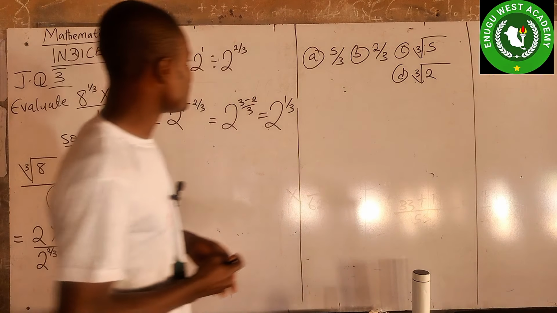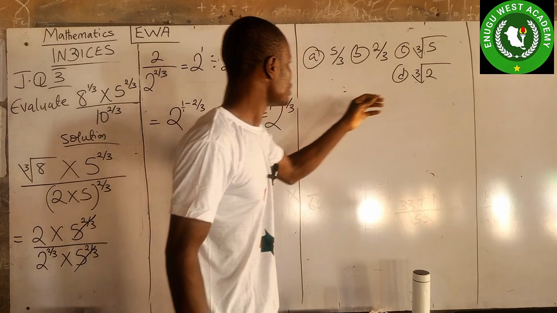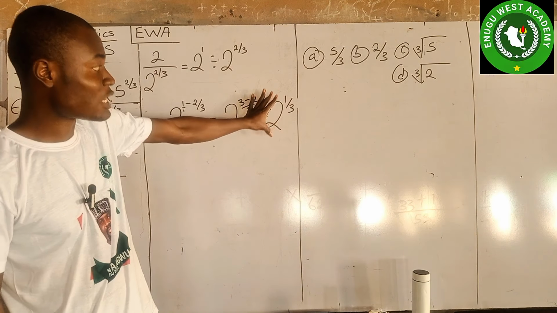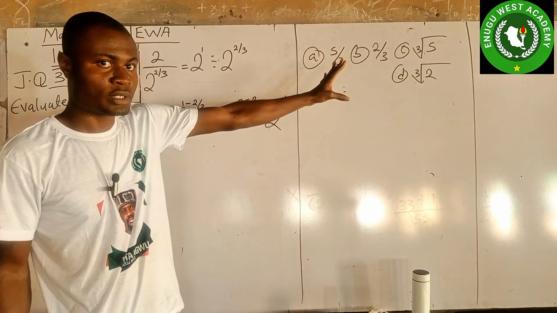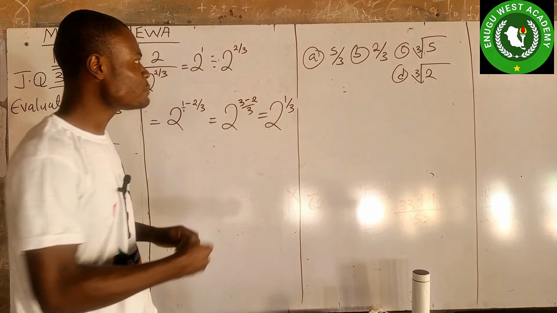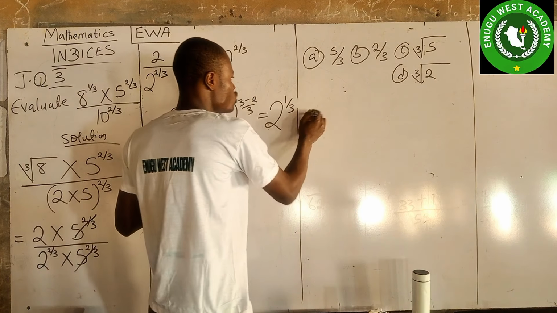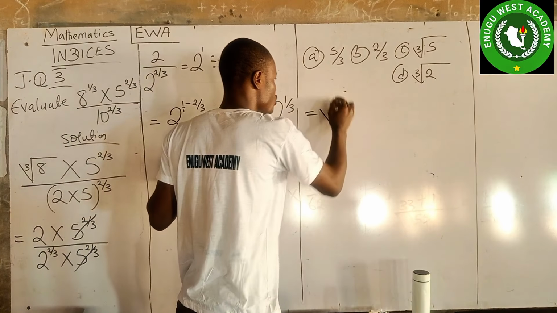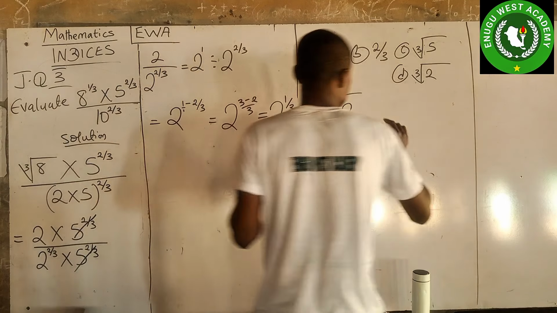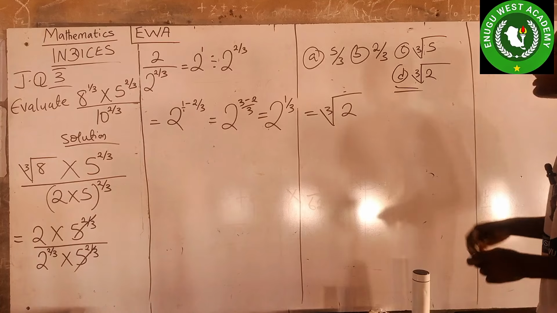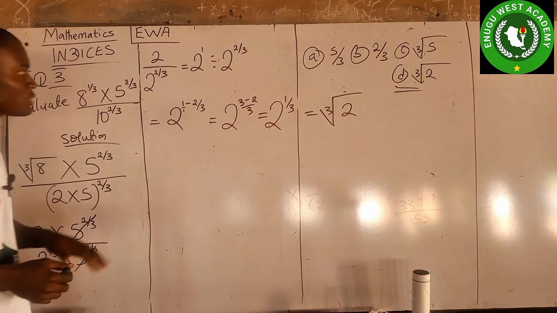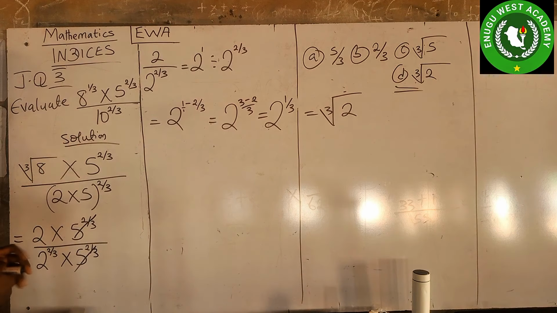Now, but in our options, do we have any answer that is 2 raised to power 1 over 3? No. But if you watch very closely, you notice that the answer is there. Now, let's put this into roots. This will be equal to the cube root of 2. So that means our option D is correct.